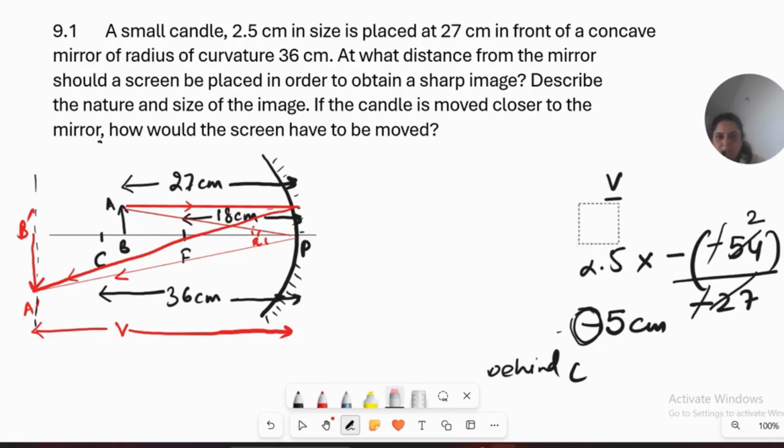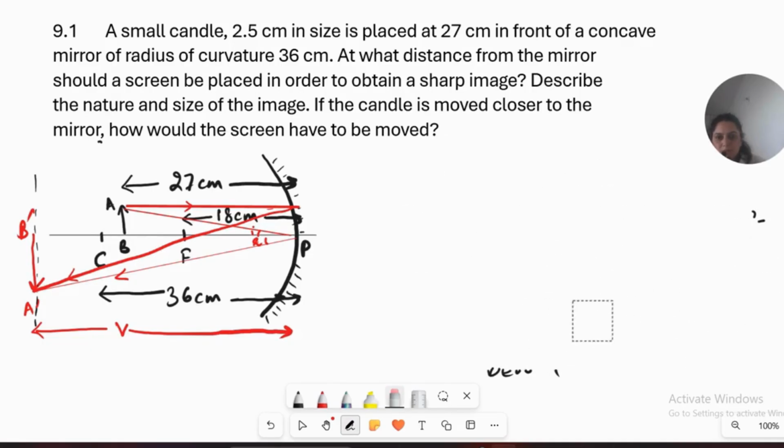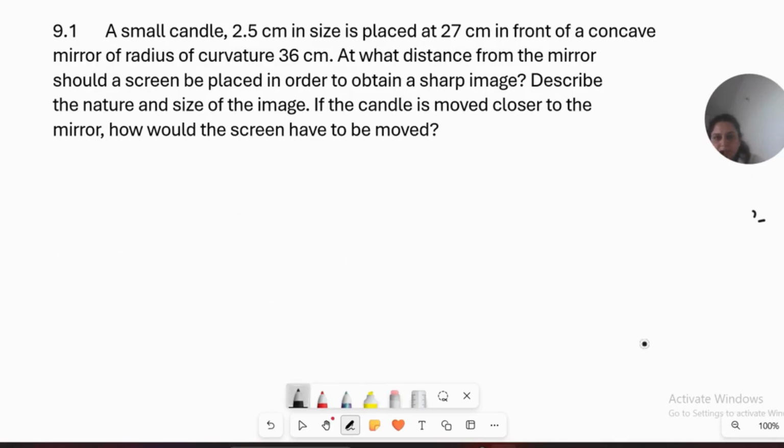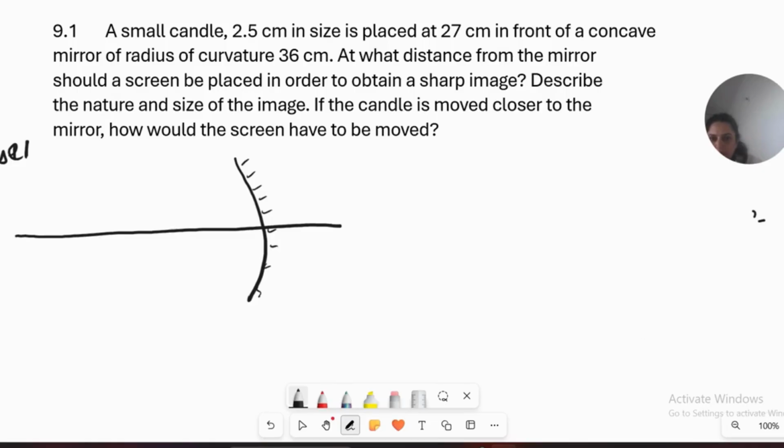Now the third question is, if the candle is moved closer. Right now the candle is between C and F. So we'll make the cases where the candle is moved closer to the mirror. So there can be two cases. Case 1, this is a concave mirror. The first case will be when the candle is at F. This is your candle A to B. Focal length is 18 centimeter.